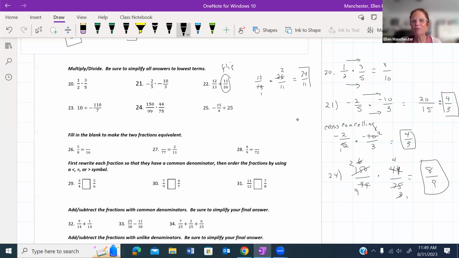Now, don't be afraid of improper fractions. This is a perfectly good answer. You don't always have to change it to a mixed number. You can leave it as an improper fraction. Okay. Any questions yet?